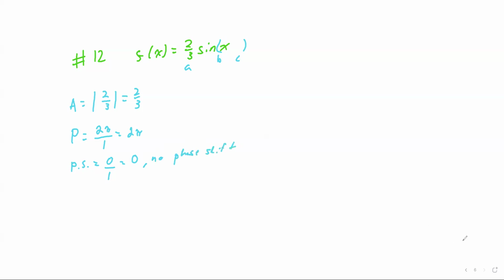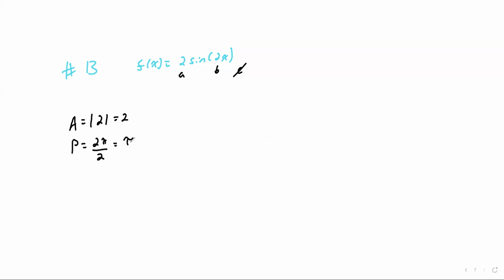All right. Too easy, I hope. Let's look at another one. Let's look at number 13. Number 13 says f of x equals 2 sine of 2x. So here's my A, my B, and then I don't have a C. So that just means that my amplitude is the absolute value of 2, which is equal to 2. My period is 2 pi divided by 2. So now my period is pi.